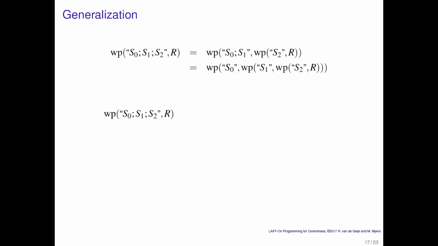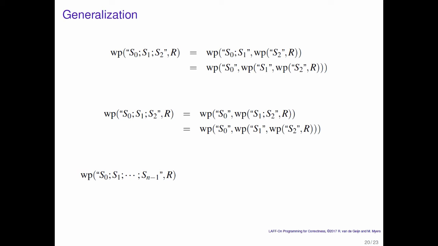Now we can obviously generalize this. We can compose three commands, and what that means is that the first two commands must leave you in a state where the weakest precondition for the third command holds, and then you can peel that off and you find that it's the weakest precondition of S0 leaving you in a state where the weakest precondition of S1 leaving you in a state where the weakest precondition of S2 leaves you in a state where R is true. Or you can peel it in the opposite direction. And obviously you can generalize this to the composition of n commands.